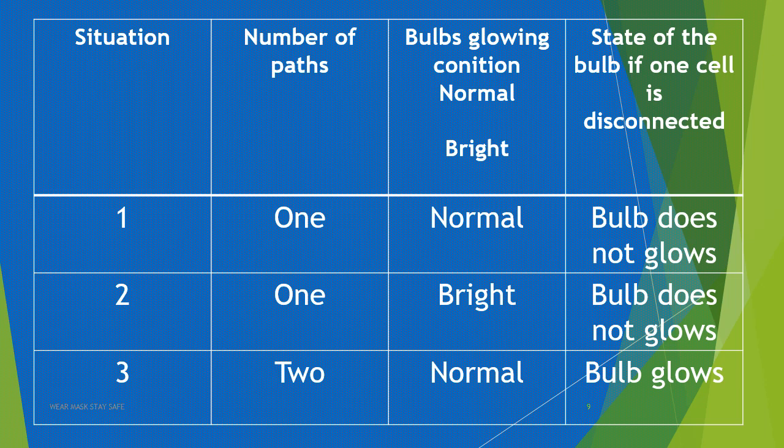If any one of the bulbs is removed or disconnected in the first situation, all the bulbs will not glow. And in the second situation also, why? Because all of them are connected in series, and if one is disconnected, when one cell is disconnected, then the bulb does not glow. Any one device removed, the circuit is open. But in the third situation, when one cell is removed, there is no change and the bulb will still glow. Understood? Right.